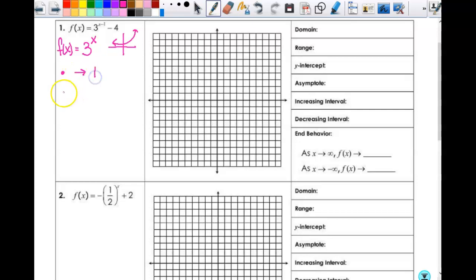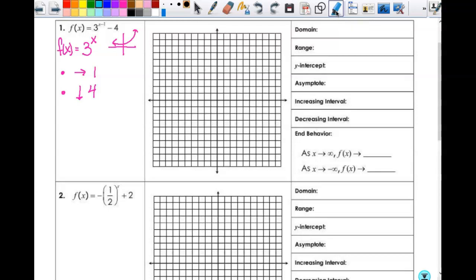Right, 1. And the 4 goes down 4. Okay, so I think the best thing for you to do is the first thing that you graph is your asymptote, because it's the easiest thing to do. You won't forget to do it if you do it first. And sometimes it helps you realize that something's not right in the end.